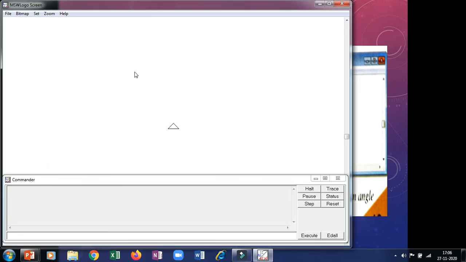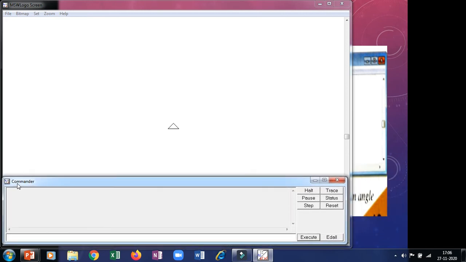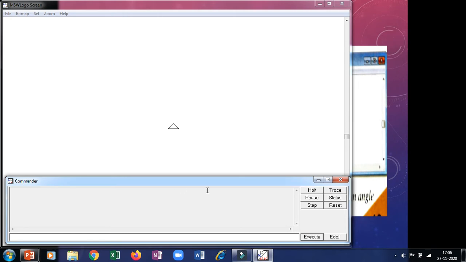So this is your Logo window. There is a Logo screen and this Logo screen is divided into two parts. Here this blank space where the triangle is, this area is known as the main screen, or the graphic screen, or also known as the field. This window where the commander is written is known as the commander window. These are the two main parts of the Logo screen: the main screen or graphic screen, and the commander window.